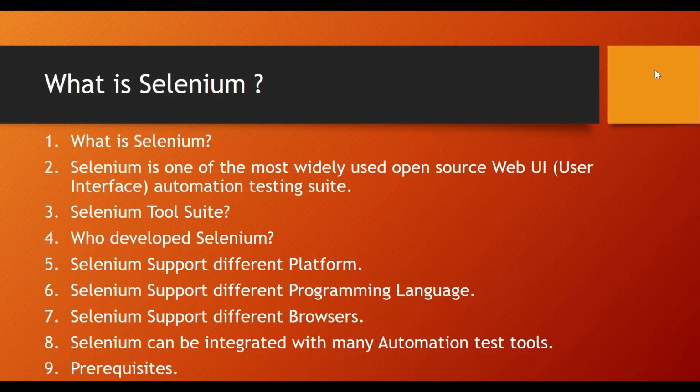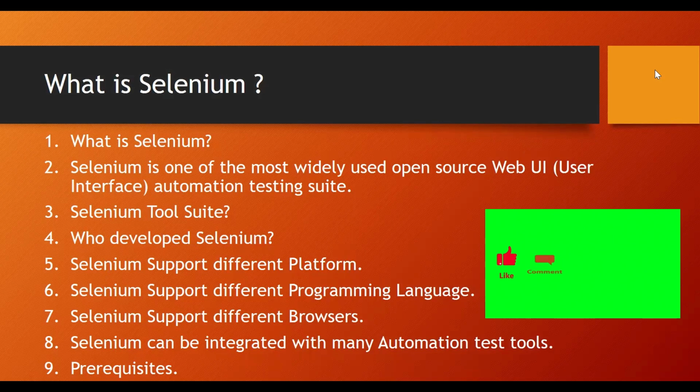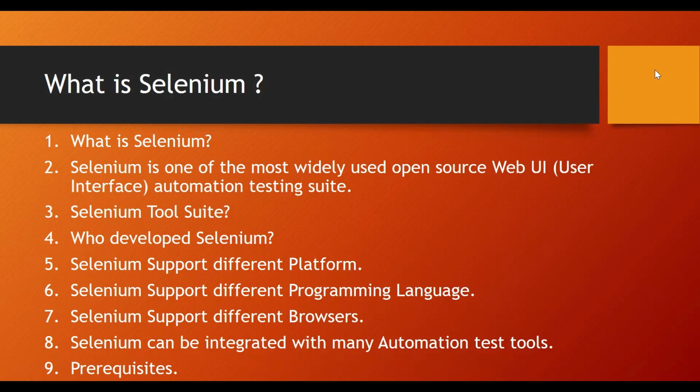Selenium can be integrated with many automation test tools like Maven, Jenkins, and Docker. By integrating Jenkins and Docker, we can achieve continuous testing. It can also be integrated with tools such as TestNG and JUnit for managing test cases and generating reports. So we can integrate other automation test tools with Selenium.